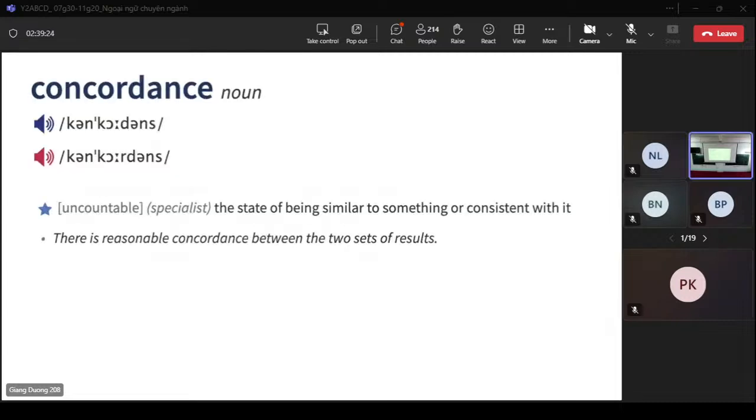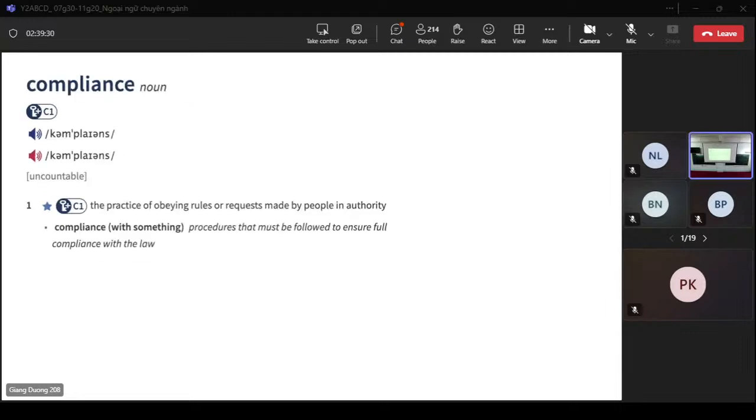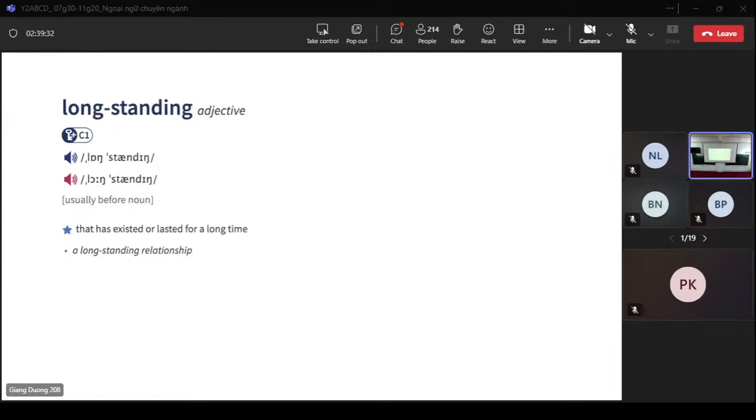Now, vocabulary, từ vựng nha các bạn. Concordance. Compliant, tuân thủ ha. Long standing, that has existed, lasted for a long time, paragraph 1. Rồi bắt đầu cô sẽ trình bày từ vựng xuất hiện trong bài đọc. Cô sẽ đi từ trên xuống dưới nha các bạn. Long standing, line number 2. Dòng số 2 các bạn ơi. Lasted for a long time. Thấy chưa? Dòng số 2 bài đọc. Long standing problem.